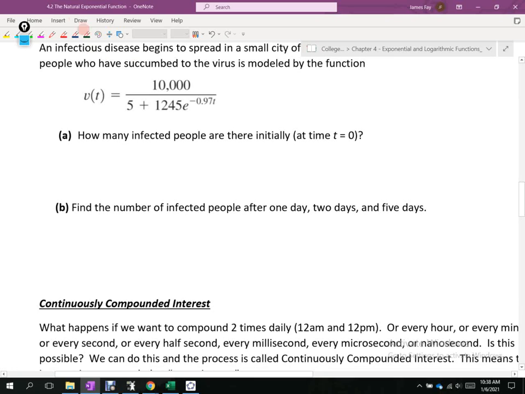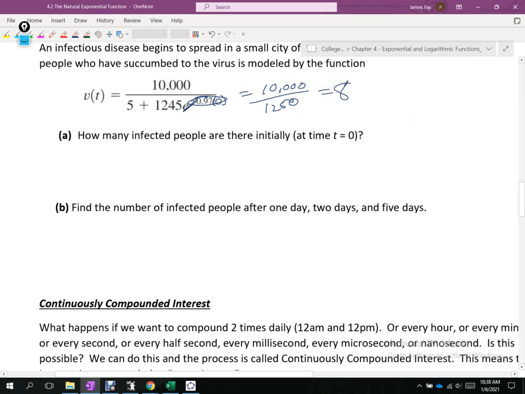What happens here? Well, what if time is 0? If I plug in 0 for this exponent right here, what does that product become up top in my exponent? That becomes 0, right? What's e to the 0? 1. So doesn't that denominator become 5 plus 1245, which is 1250? If I divide those, we get 8.